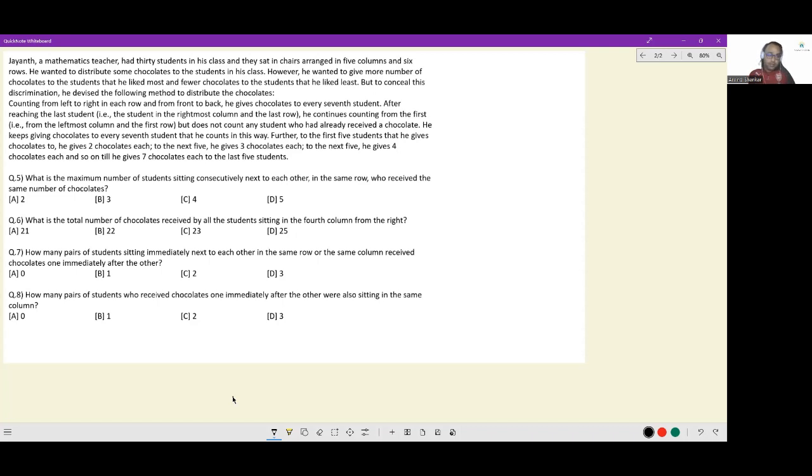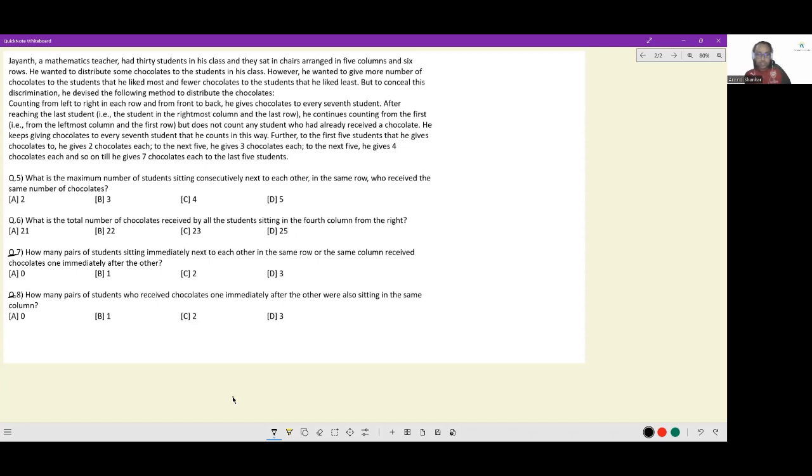In addition, look at question number 7, question number 8 within this. How many pairs of students sitting immediately next to each other in the same row or same column received the chocolates, one immediately after the other? So you also have to see at what point do students get chocolates, as in the receipt number. The first person to get it, the second person, the third person, the fourth person, even that has to be tracked. So there is a lot of work here.